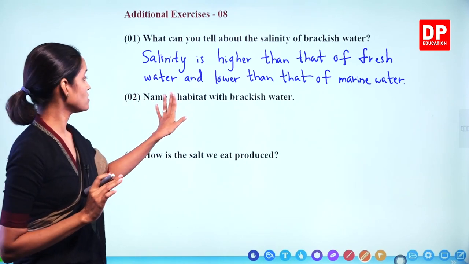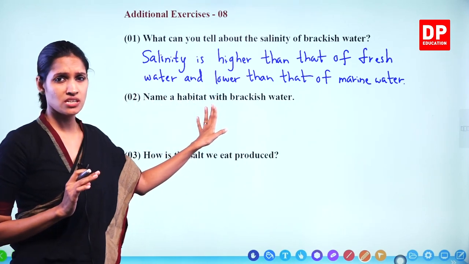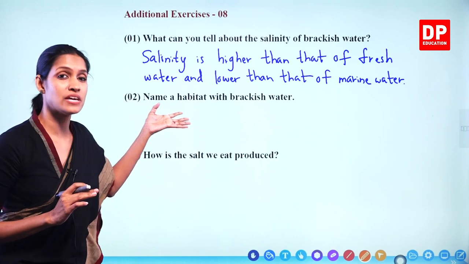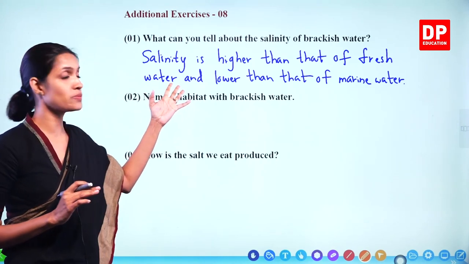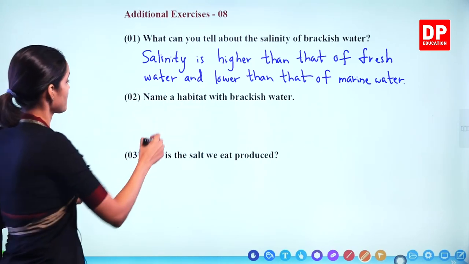Name a habitat with brackish water. What is the meaning of habitat? A place, right? Name a habitat with brackish water. Lagoons.